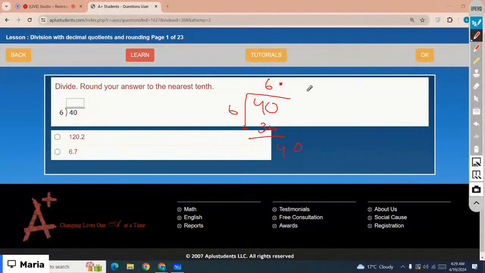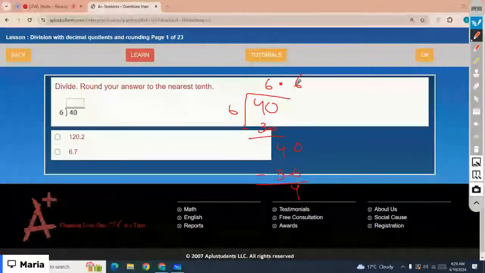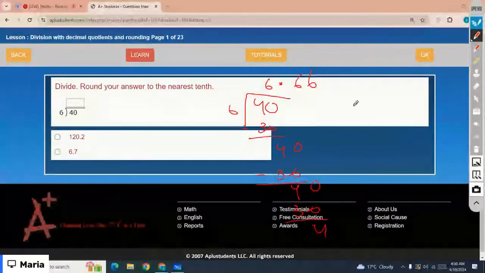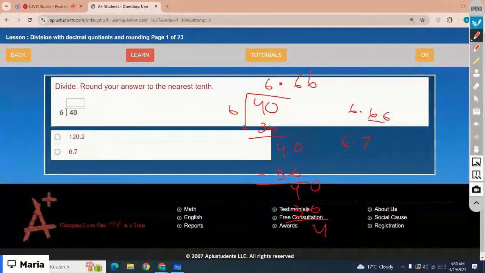6 times 6 is 36. Again 4, you already have the decimal point, put 0. 6 times 6 is 36. That would continue, right? Every time you do, you have 4. So that is a repeating decimal. So that would be 6.6. You have to round off to the nearest tenth. So it would be rounded off to 6.7. Option number 2 is the correct option, right?